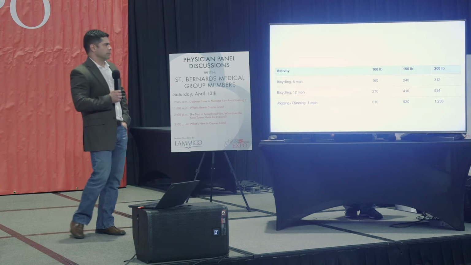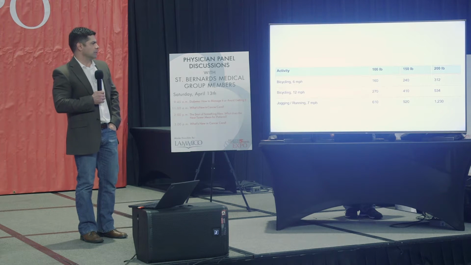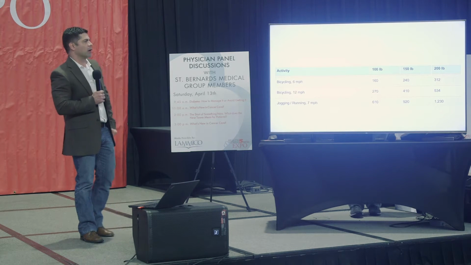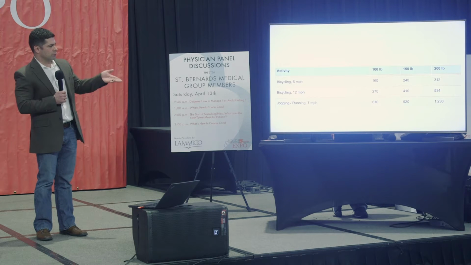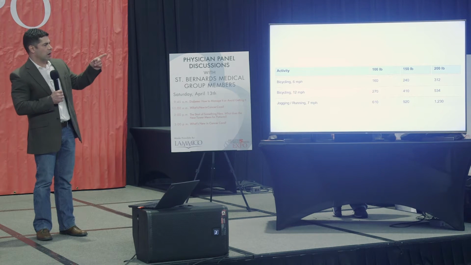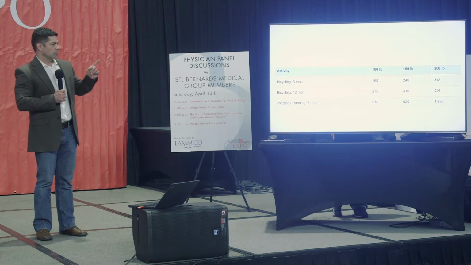So these are more or less something for you to have an idea of how many calories you're going to burn based on how much exercise you do. Let's focus on jogging. If you weigh 200 pounds and you jog 7 miles an hour for about an hour, you're going to burn about 1,200 calories. So keep this number in mind.